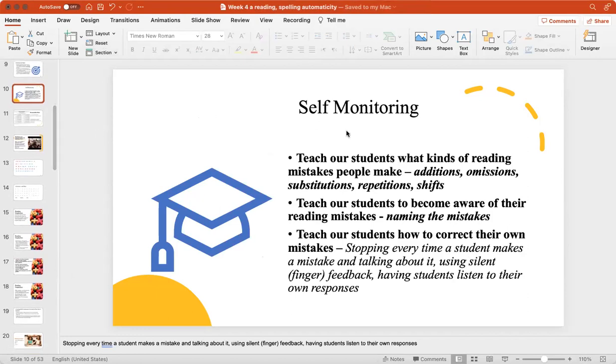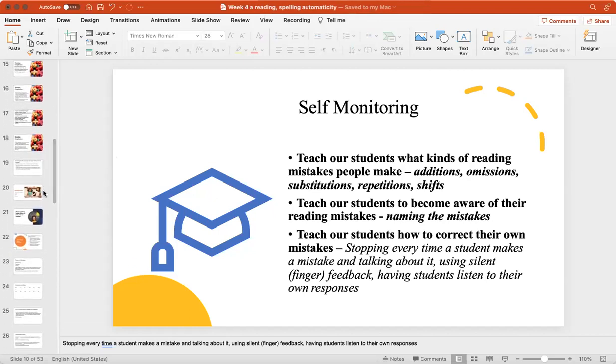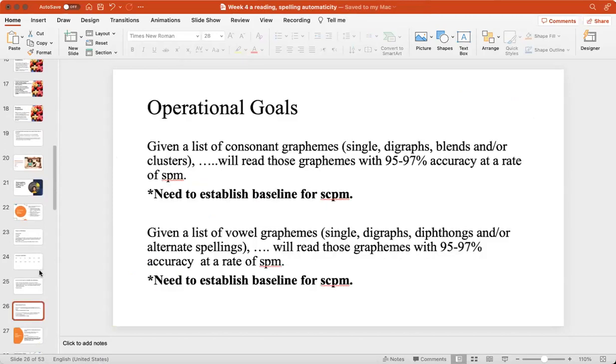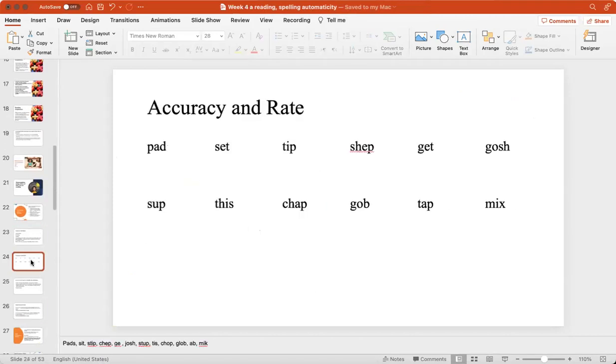And one of the things that I usually do with students is I don't say additions, I say add, sub, delete, repeat, shift, because 2 syllables are easier to say than 3. The other thing that I will do is I will take a sheet and I will make mistakes. And my students will stop me and tell me if I did something wrong. So we're going to practice that.